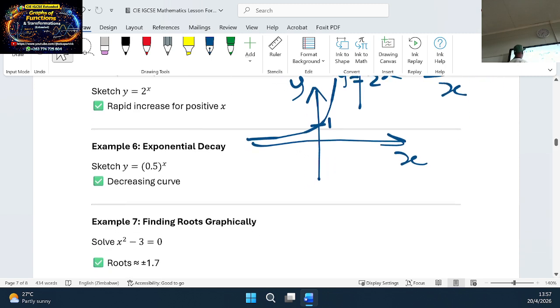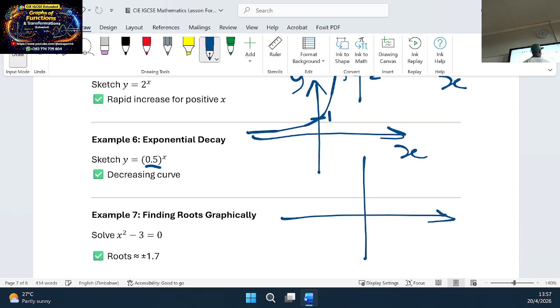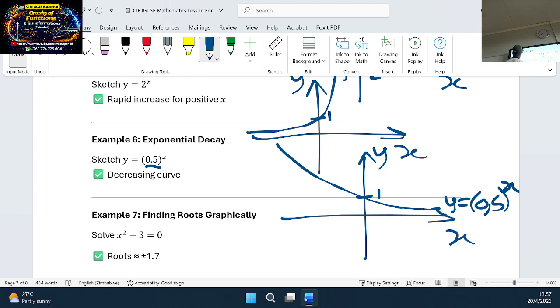Then next, moving on, exponential decay. When our b here, which is our base, is a decimal fraction, we have exponential decay. In other words, the picture is going to be reversed from what we had above, because in the negative x space, that's where the graph will have a rapid increase. It will come through this same point, but it will decrease, generally going downwards. That's y equals 0.5 to the power x.